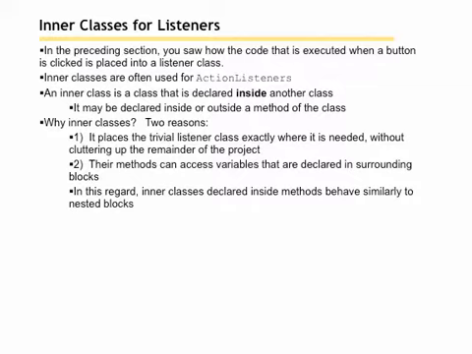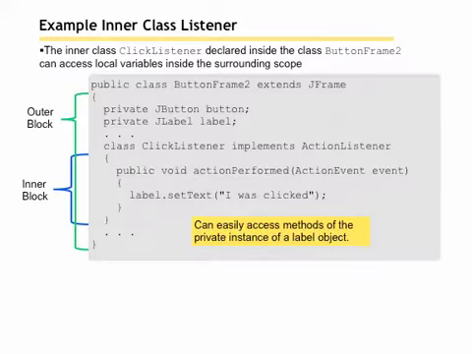There are two main reasons for creating inner classes. One, it places the trivial listener class exactly where it's needed without creating an extra file inside the project. And number two, methods can access variables that are declared in surrounding blocks, so we don't need to pass them in as parameters. In this regard, inner classes declared inside methods behave similarly to nested blocks, such as a nested loop or a nested if statement.